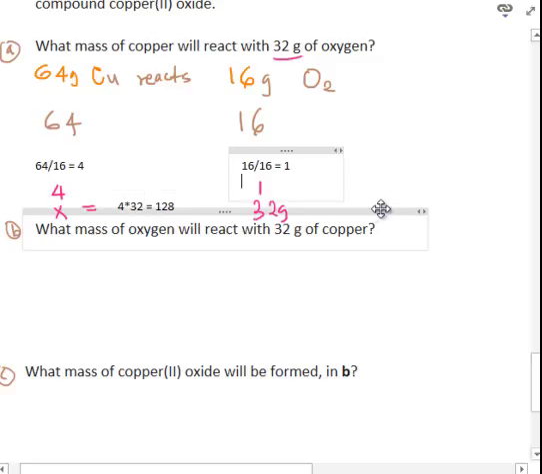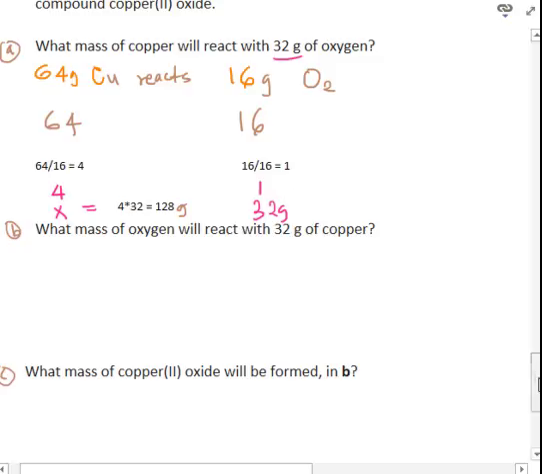So it means 128 grams of copper will react with 32 grams of oxygen. This can also follow the rules. If you divide 128 by 32, you are going to get 4. 32 by 32, you're going to get 1. So they still maintain the ratio 4 to 1.